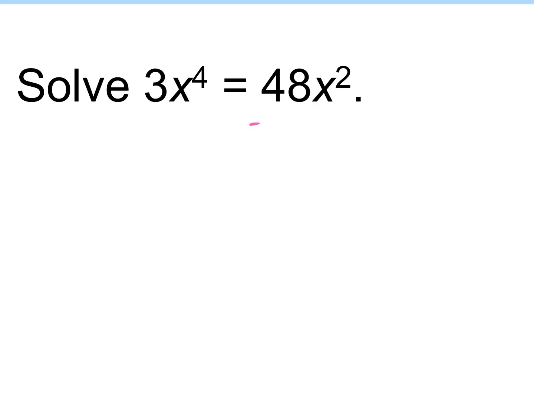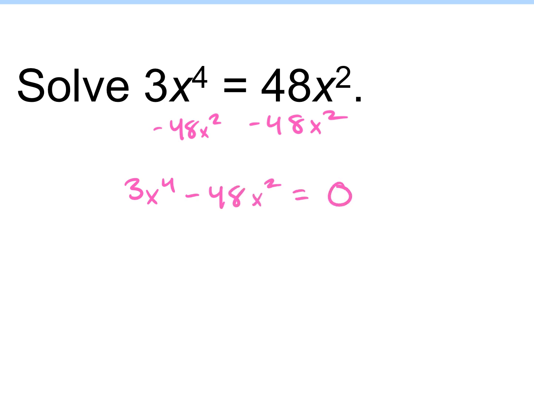We want to subtract the 48x squared to move it to the other side. Perfect. So 3x to the 4th power minus 48x squared is equal to 0. Now that it's equal to 0, what can we do? Awesome. Let's take out the GCF, which is a 3x squared. When we take out the 3x squared, we're left with x squared minus 16.